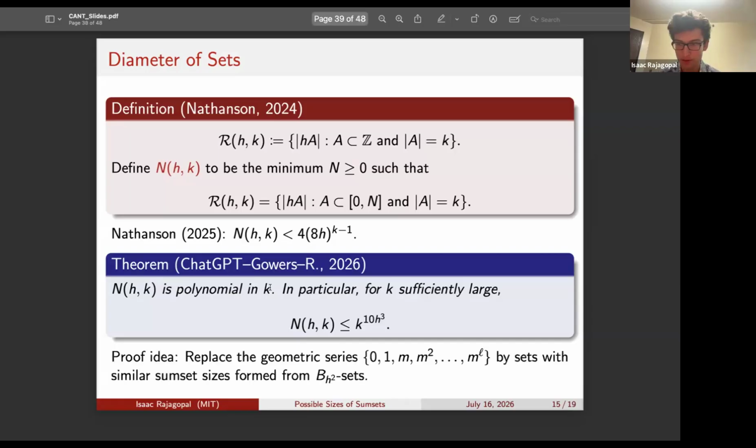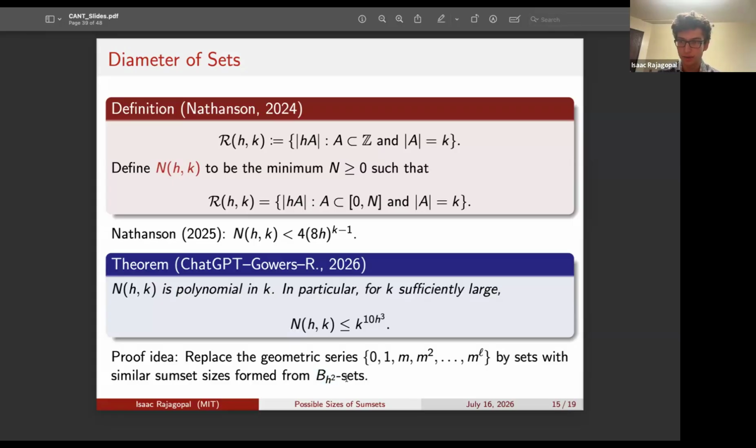But I guess the main idea of the proof is to replace these geometric series from the previous slide, which have diameter exponential in L, where L can be around the size of k, by sets with similar sum set sizes formed by B_h squared sets, so h squared dissociated sets. And these can have polynomial diameter, and you can achieve a similar construction using polynomial diameter, which was a simple idea, but a very clever one, which ChatGPT came up with.